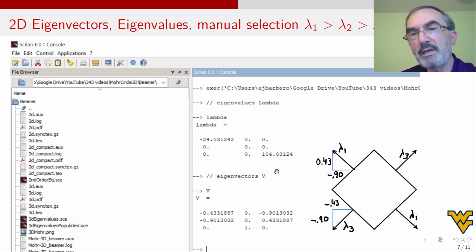Now this 104 has these directions. What do I do with these directions? I see what vectors I can build with them. The only vector I can build with this direction of these 4 vectors is this one, because I can go minus 0.9 there, and then positive 0.43. No other place I can do that. So this must be, guess what, lambda 1. Why 1? Because this corresponds to the 104.